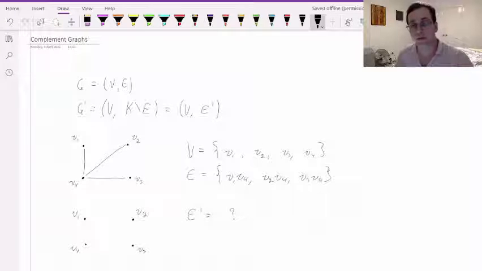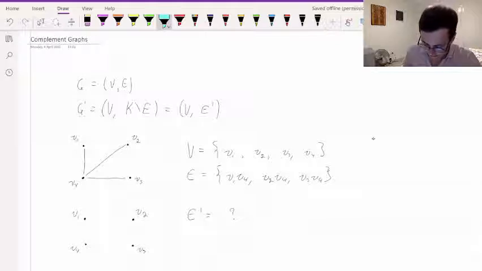Hello! Today I'm going to talk to you about an extremely useful graph theory tool called complement graphs, or complementary graphs. Now, we're only concerned with simple graphs for today, which we will define in terms of a vertex set and an edge set, just like that.